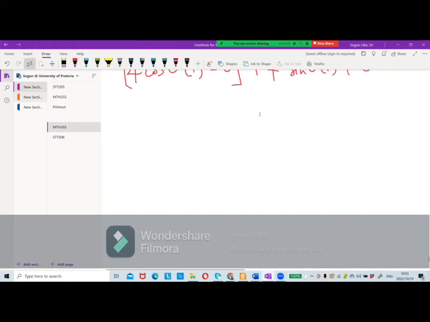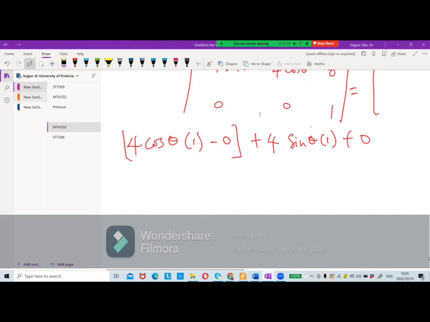That's 4 cos theta plus 4 sin theta. I think our i and j are missing. You have i, you have j, you have k. So we have 4 cos theta i plus 4 sin theta j. Don't forget, you will not even have i and j again. Do you agree with me?